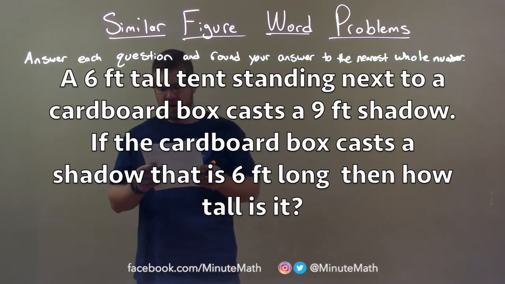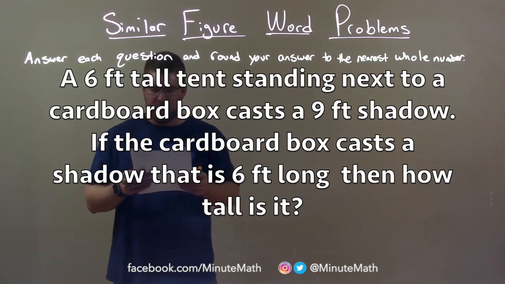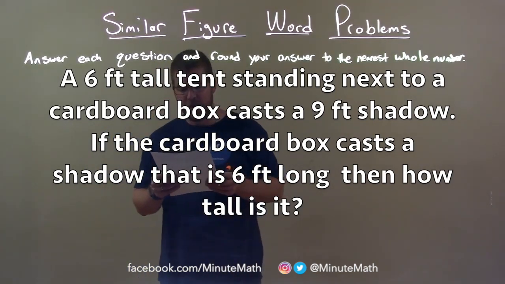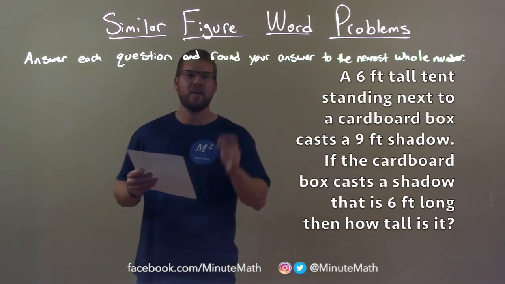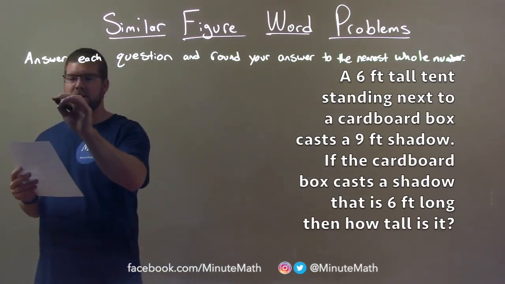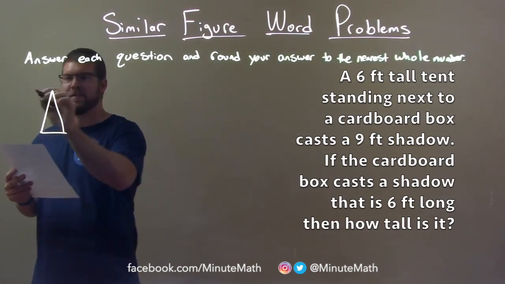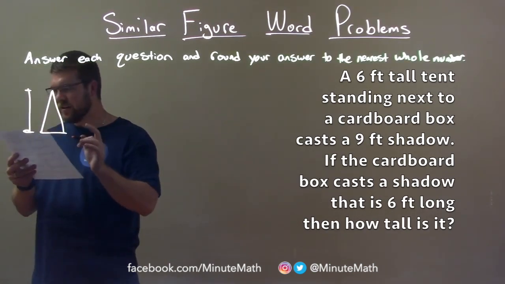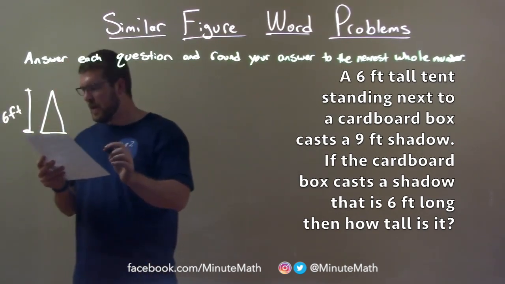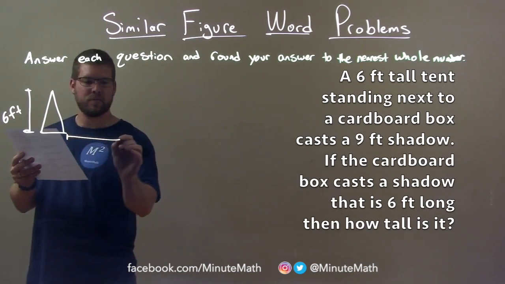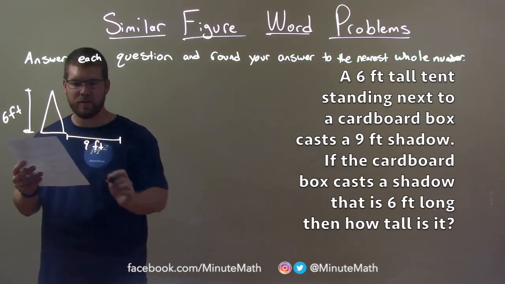A 6-foot-tall tent standing next to a cardboard box casts a 9-foot shadow. If the cardboard box casts a shadow that is 6 feet long, then how tall is it? So we have the tent and the box. We got a triangle tent here, and they said that tent is 6 feet tall. It casts a shadow that is 9 feet.